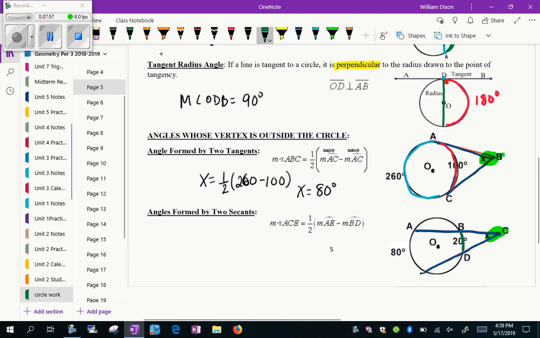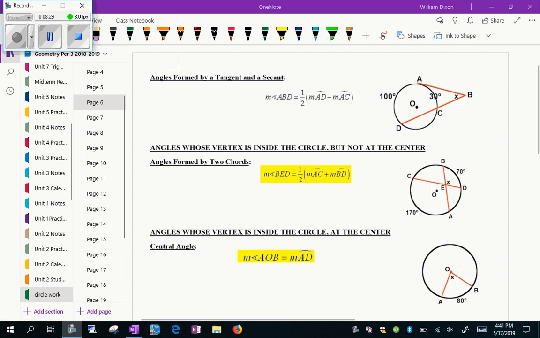So I have BD, my minor, and I have AE, my major, and that's E. Anyway, so the measure of x equals 1/2, and that's 80 minus 20. So if you put that again in your calculator, x equals 30 degrees. All right, let's take a look at a couple more on the next page.